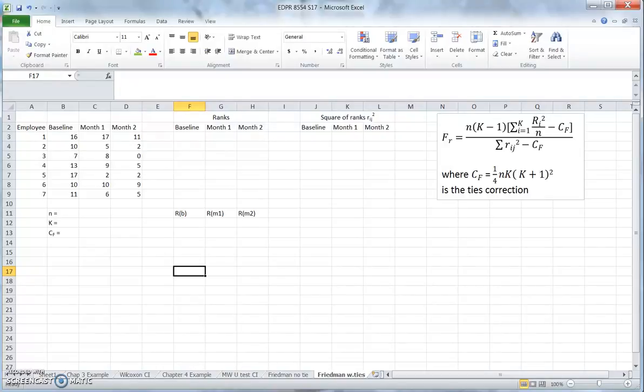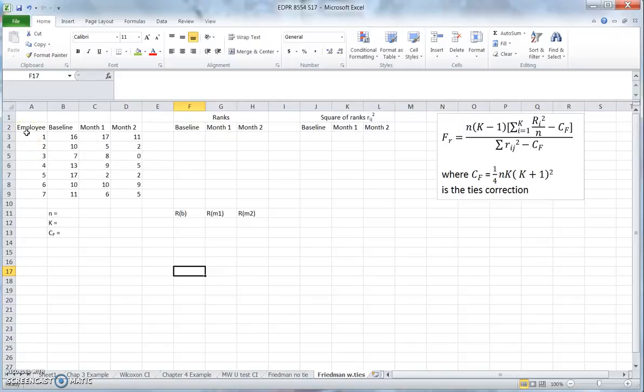In a Friedman test, different formulas are used to calculate the test statistic when there are no tied scores and when there are tied scores. So in this particular example, I'm going to show you how to calculate the Friedman statistic when there are indeed scores that are tied. Okay, the data here is from Table 5.3 on page 102 in the textbook.